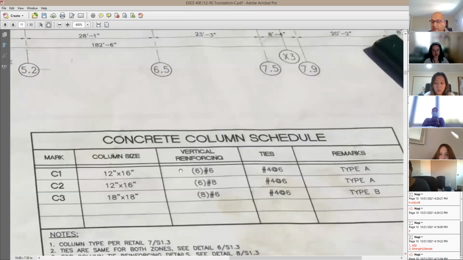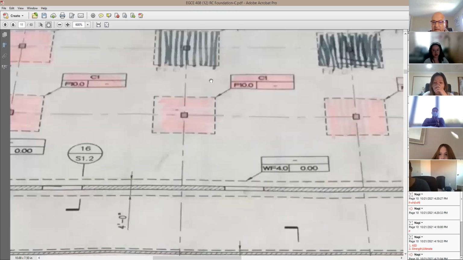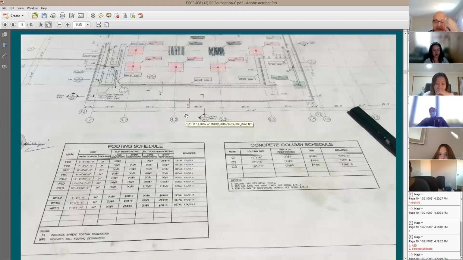That's okay. Looks good. So what is this? I'm going to say this is going to be the column schedule. We have this mark C1, C2, and C3. Here's the column size, the vertical reinforcing, and the ties on the column. I said, okay. How about here? So if I have F10, I have C1 that goes with it. So, okay. Understand how they're going to look like in actual construction, right?